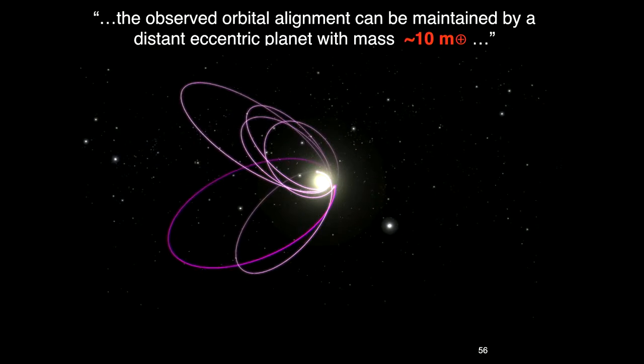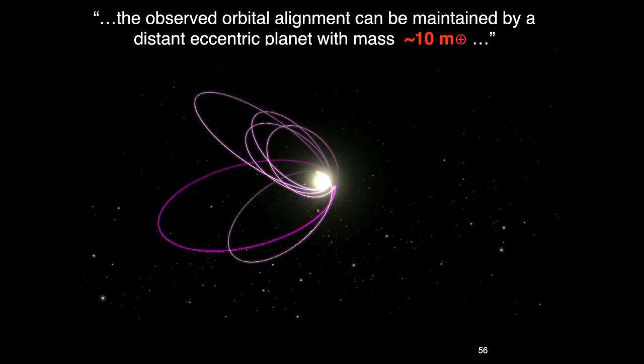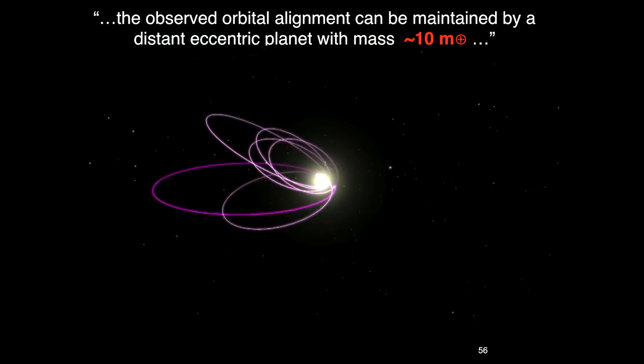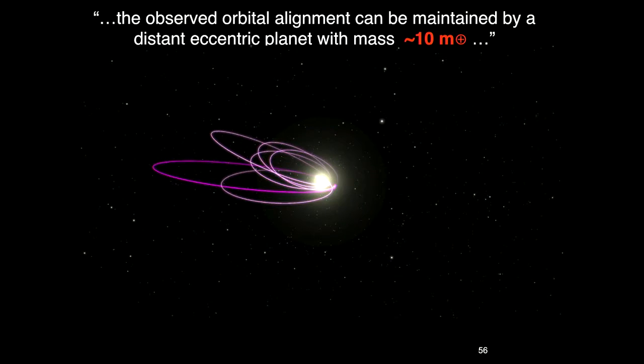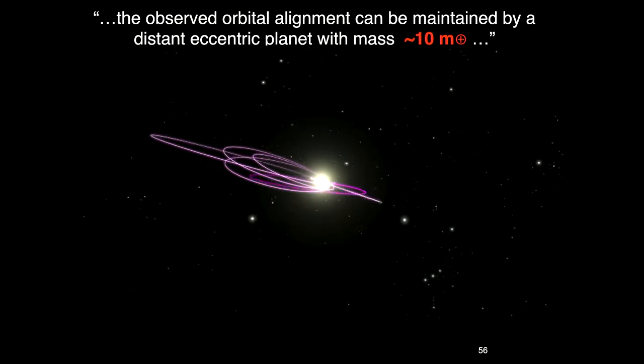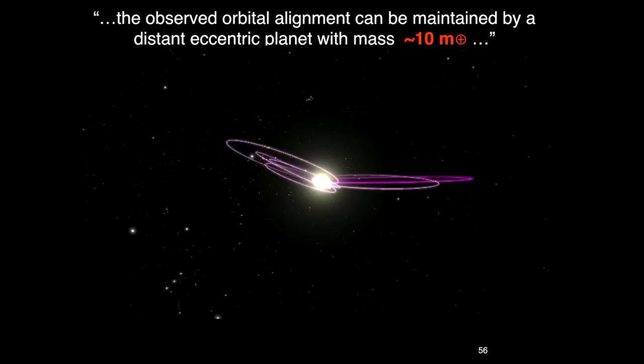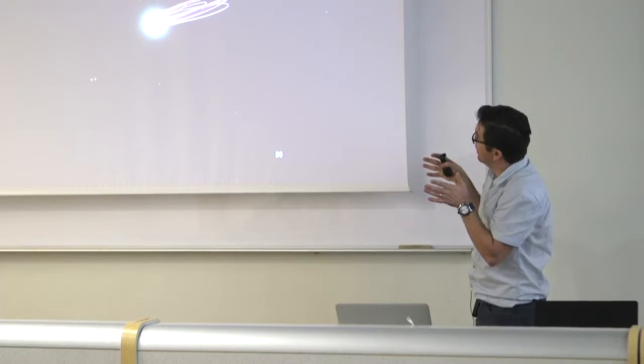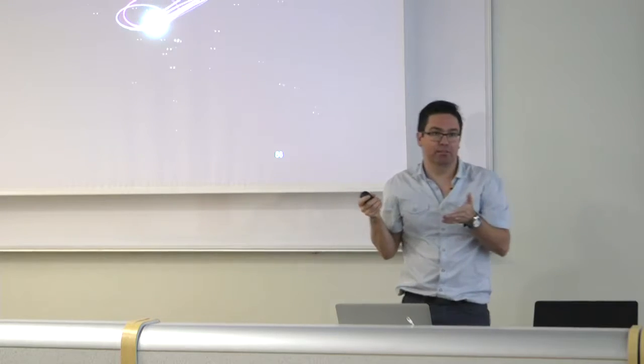So we have this population of objects. These are trans-Neptunian objects, kilometer-sized objects, or maybe much larger. And they have these very weird orbits. They're all clustered in a common direction, as you can see. And this is something that's not expected.